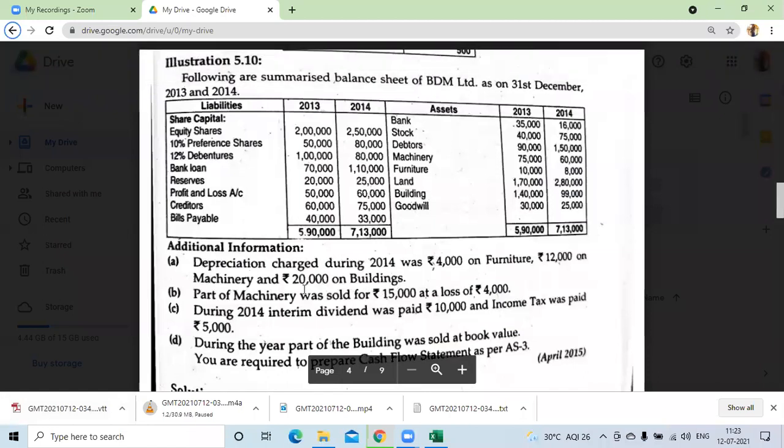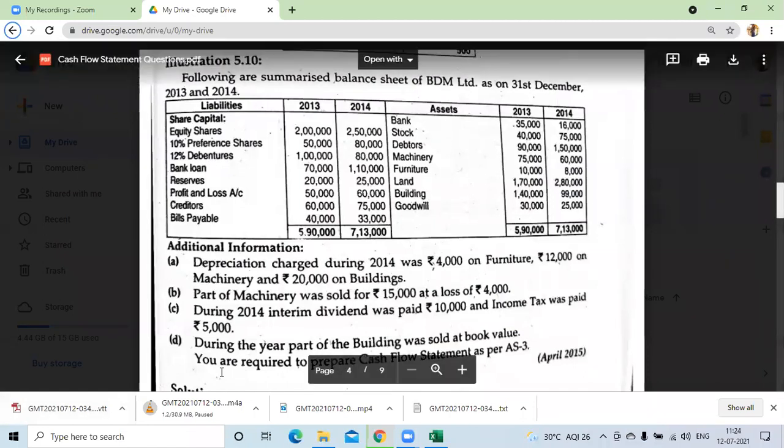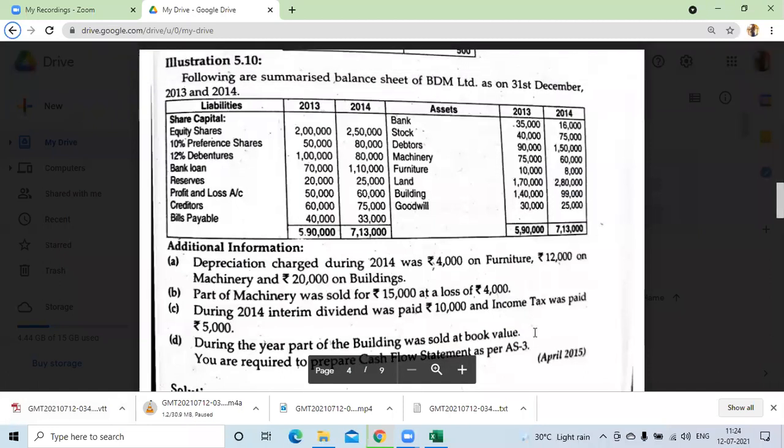So first is 20,000 depreciation, and the next is: during the year part of building was sold at book value. Now, can anybody tell me, is there a printing mistake? During a year, part of building was sold at book value. I know it is sold. When he says it is sold, that means yes, it is sold. But where is the amount? Is there a printing mistake?